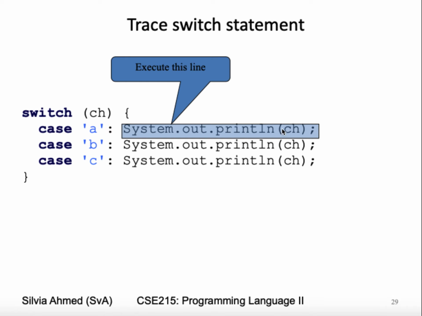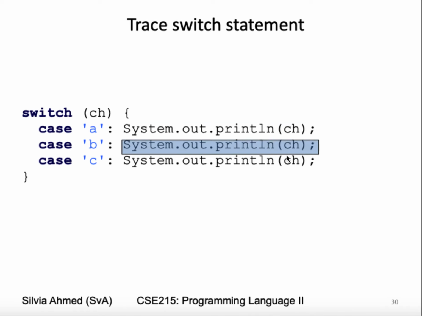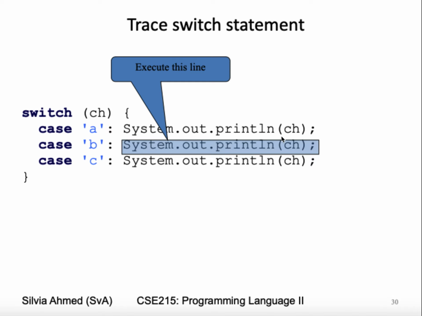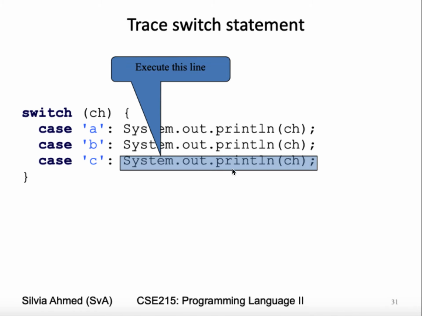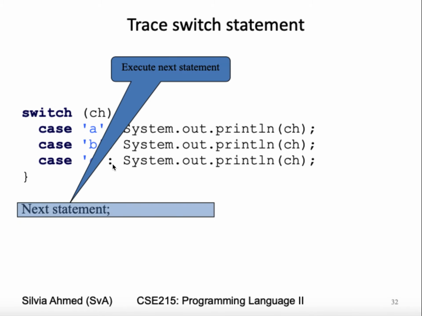Again, pause this video and think of what will happen next. As I have said before, after we execute something inside a case, every other statement becomes part of the normal execution. So after printing this ch value, we will go to the next println and again print the ch value, which is a. Then we will go to the next println and print the ch value, which is a. Altogether, this part will print a three times, on 3 different lines.